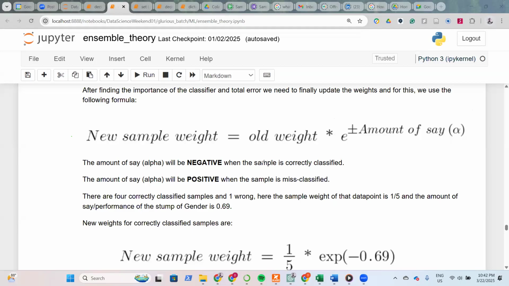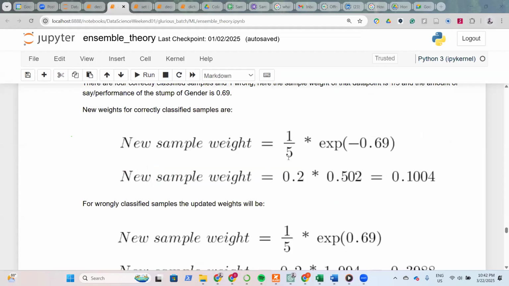Therefore, in essence, the amount of say is a representation of the amount of error, or the weighted errors, at the level of each record. Maybe I'm not using the right words, but when we go down into the details, you're going to understand that more clearly.